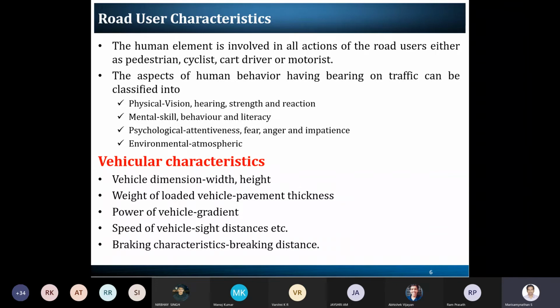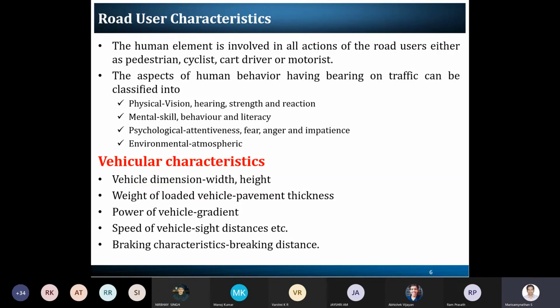One of the examples is the physical vision, how the vision is, hearing capacity, how it is, what is your reaction time. So all this comes under the physical, then the mental, psychological conditions. Also with respect to the environment, how the road users are behaving. All these things are some examples to classify how the road users characteristics exist for the various scenarios.